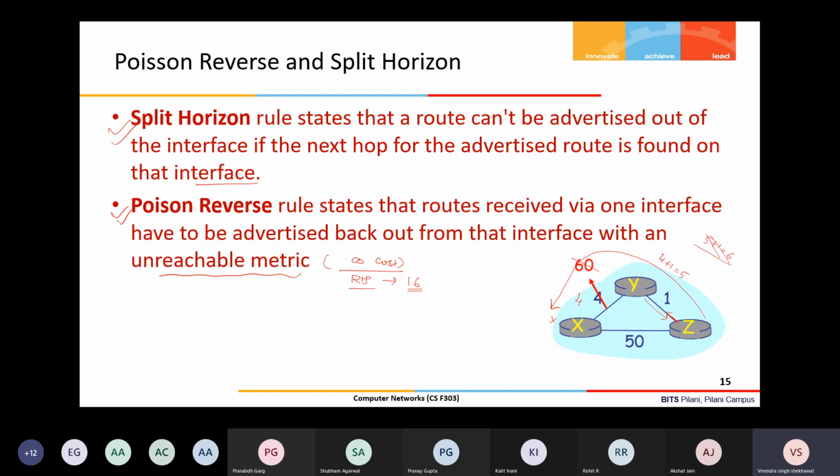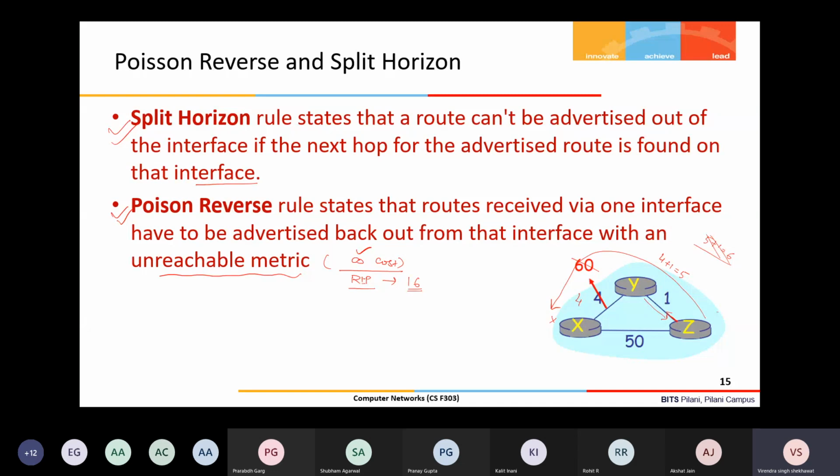According to the protocol, the value of infinity can be decided and set. So just to repeat, Poison Reverse says that there is no harm in Z advertising the route back to the interface from which it learned it, but it should tell a lie. It should poison the route. It should not tell the correct thing. The actual value is 5, but it tells that its cost to X via Y is infinity.